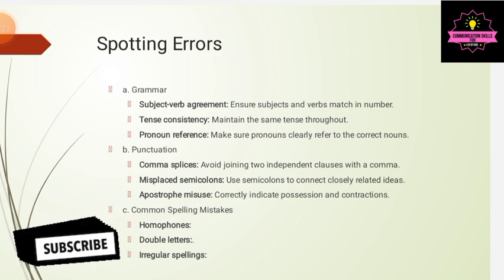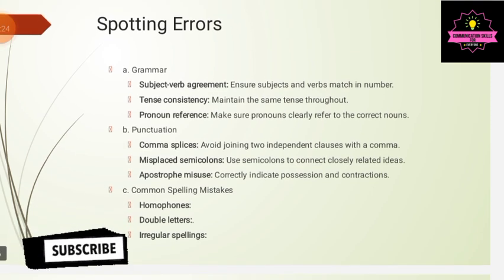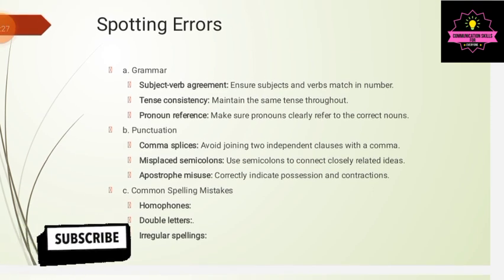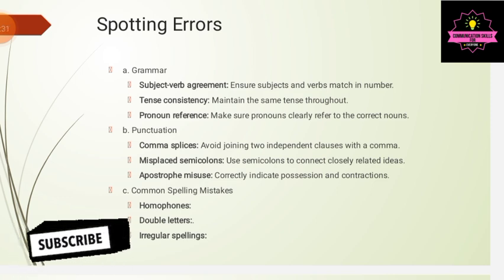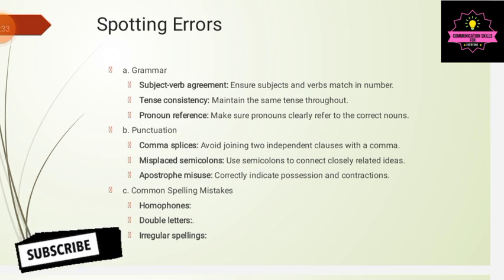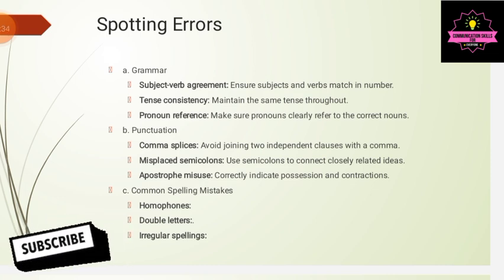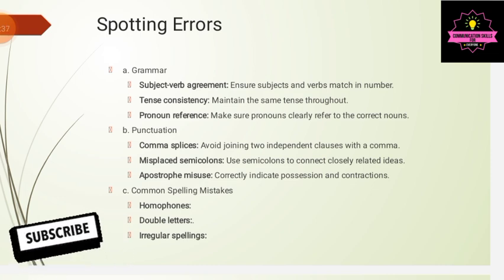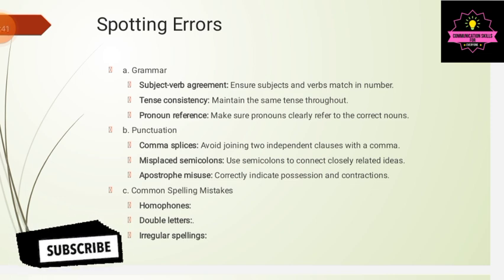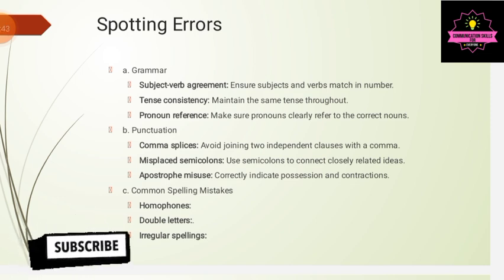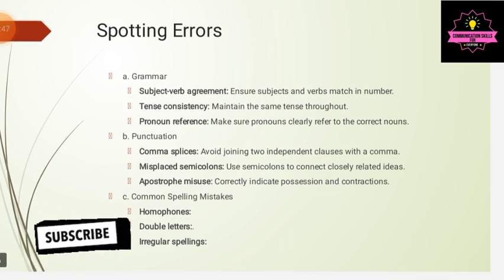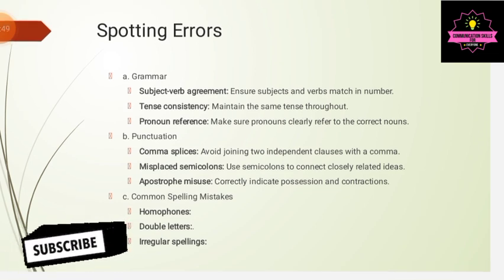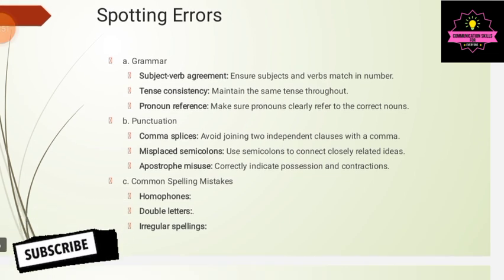Next one, punctuation. Punctuation here: comma splices. Avoid joining two independent clauses with a comma. Misplaced semicolons. Use semicolons to connect closely related ideas. And apostrophe misuse. Correctly indicate possession and contractions. So here you can break up run-on sentences, use semicolons and colons correctly, and learn the rules for apostrophes. These are the things you can do in punctuation.